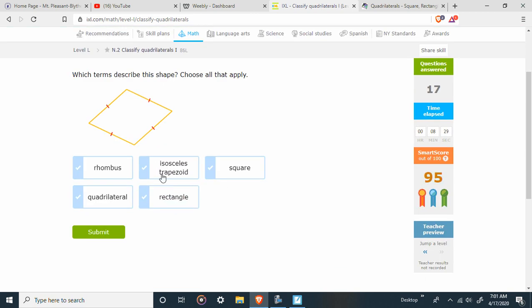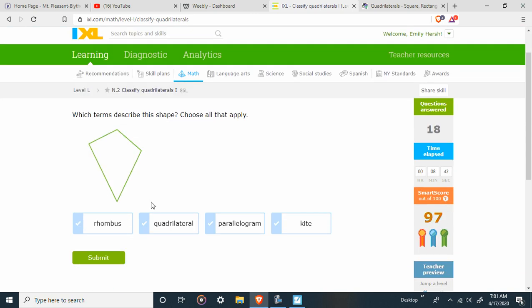Okay, the shape right here, I see 1, 2, 3, 4. Right, that's for sure a quadrilateral. That's for sure a rhombus. Anything else? No, it's not a trapezoid. Right, it's not a rectangle. It's not a square. Okay, the shape right here, I know you want to say kite. It's not a kite. They didn't tell you about the sides being congruent. That is just a quadrilateral.